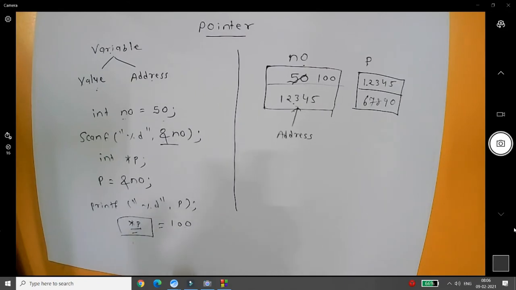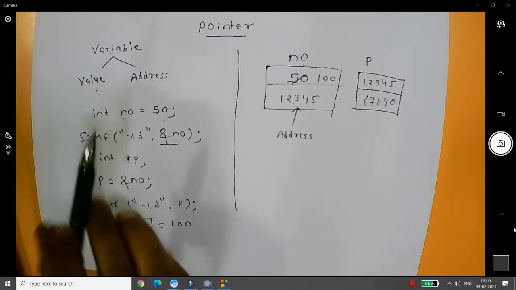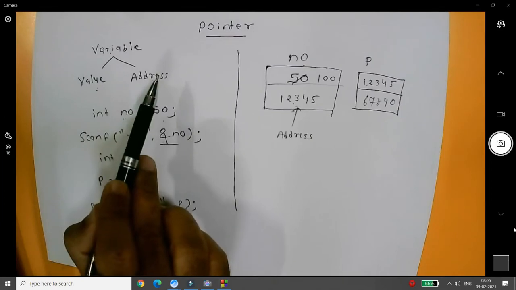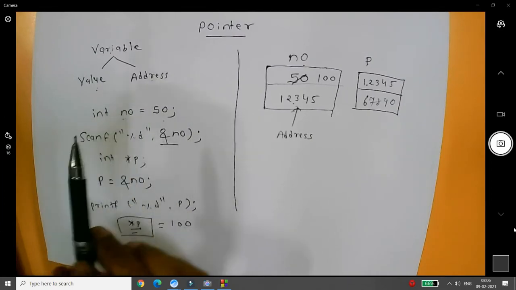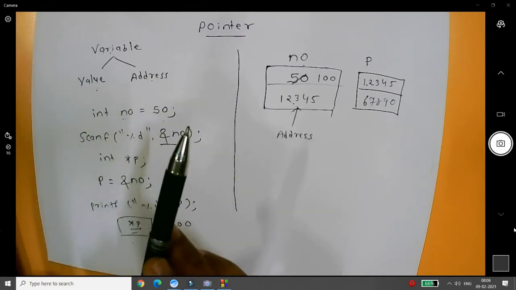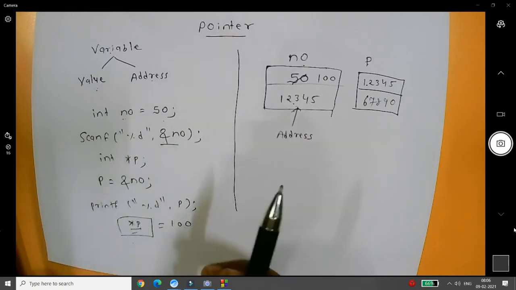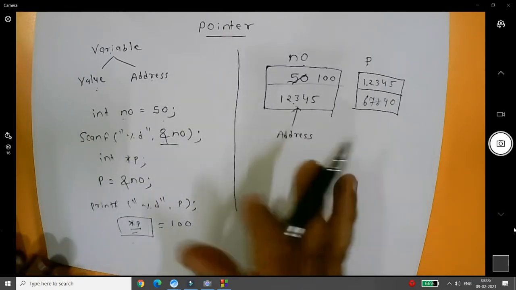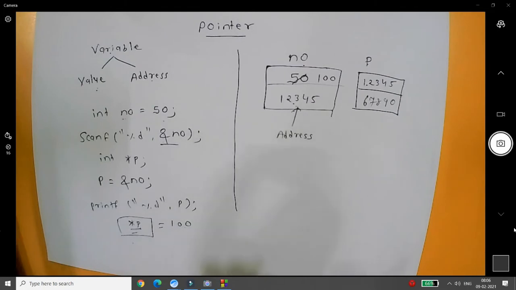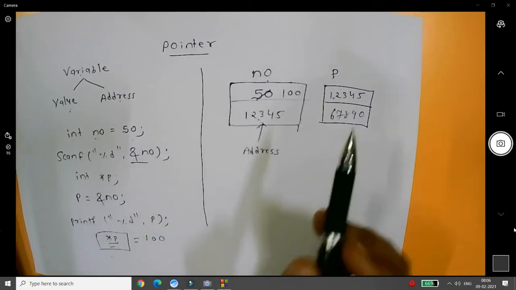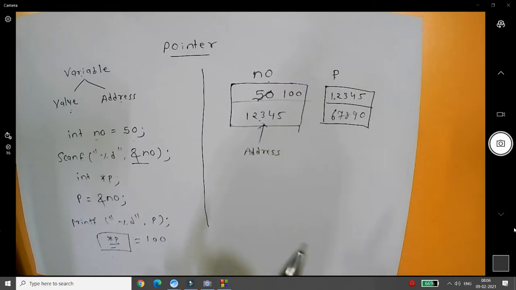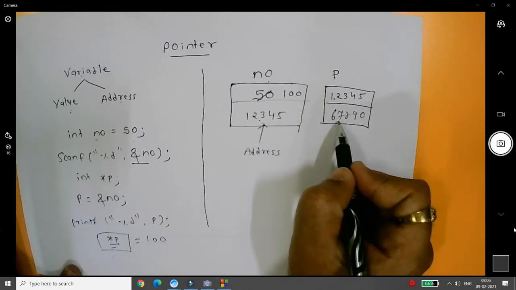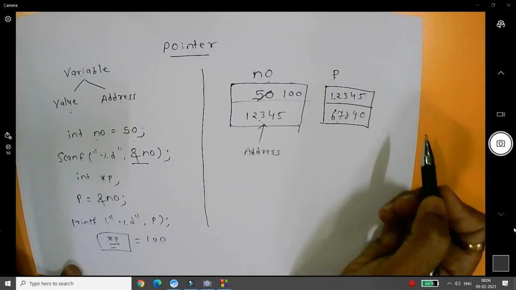Each and every variable has two things, the value and the address. Even one more thing: you can also store the address of a pointer variable. That pointer is known as a double pointer. So a pointer which points to a pointer is known as a pointer to pointer. For example, I have this pointer variable p.